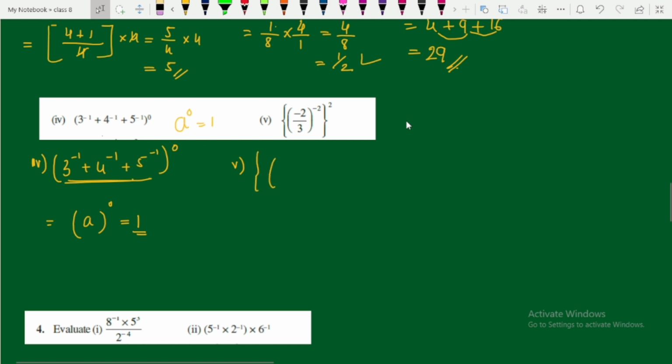Yes, question number 5: (minus 2 upon 3) whole raised to minus 2, whole bracket raised to 2. Okay, so first we'll solve the part where the power is negative. We'll do this calculation first, then we can go with the last exponent. We write the square bracket as it is, then here minus 2 upon 3 raised to minus 2 is there. How can we make the exponent positive? By reciprocating, right? So it will be 3 upon minus 2 whole squared.